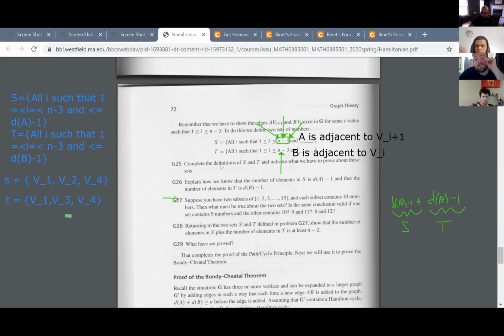No. All right. So what you said over here, right? This would be your degree of A minus 1. And this over here would be your degree of B minus 1. Okay. And then this number right here, this is your N minus 3. Does that make more sense? Yeah.